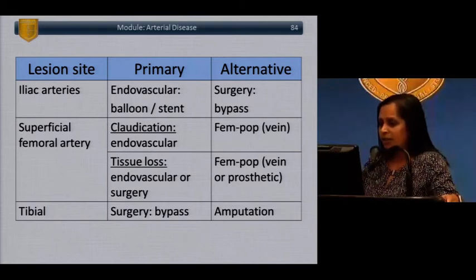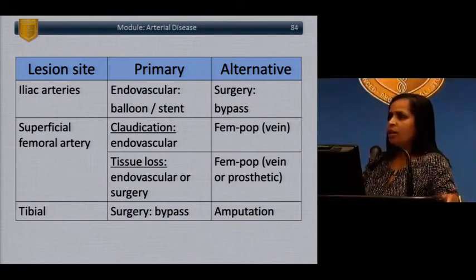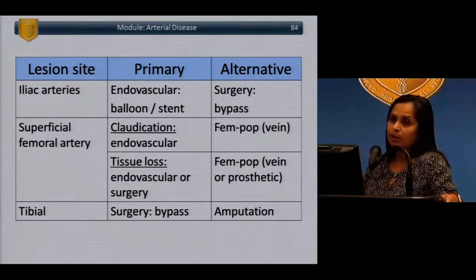With tibial disease, usually the board answer is that those patients will end up needing a bypass. We do endovascular interventions now for some tibial disease in some groups of patients, but overall, the tibial endovascular interventions tend to have significantly lower patencies.